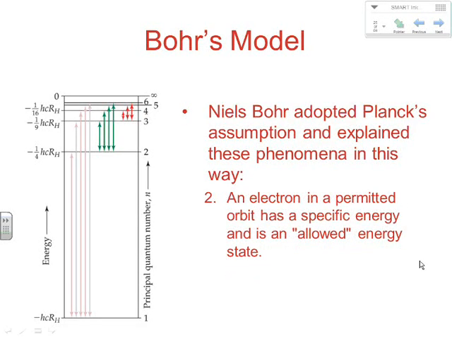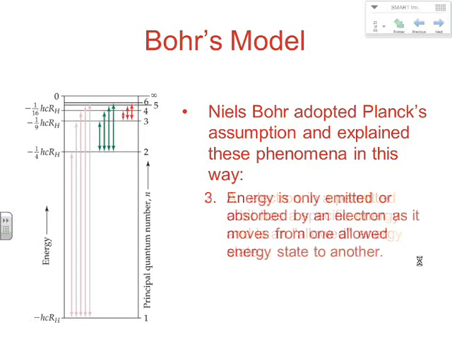Number 2, he said an electron in a permitted orbit has a specific energy and it's an allowed energy state. So it exists at specific energies and specific energy states inside an atom. And energy is only emitted or absorbed by an electron as it moves from one allowed energy state to another.